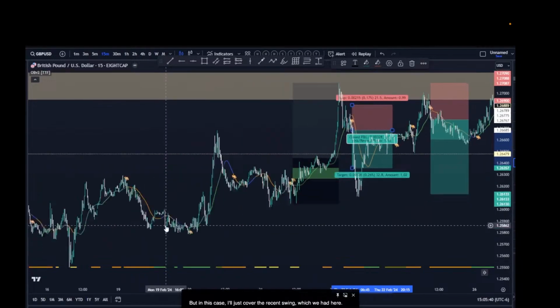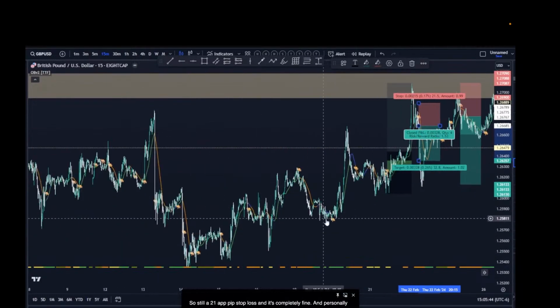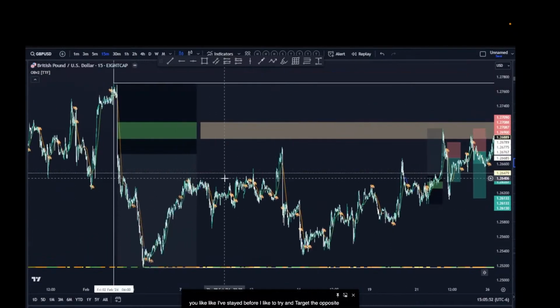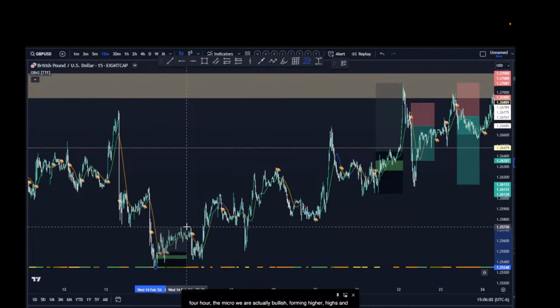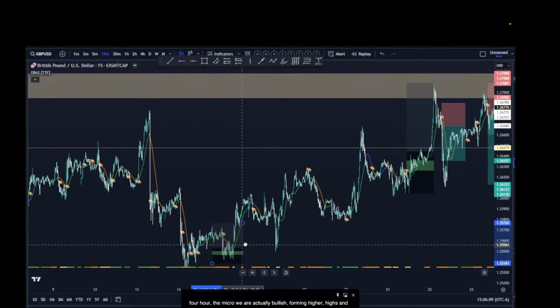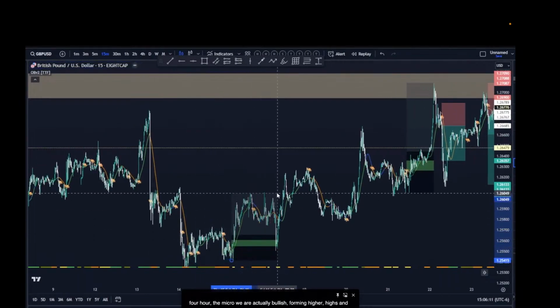And personally, like I've stated before, I like to try and target the opposite side of the fib retracement, because while macro we are bearish on the 4 hour, the micro we are actually bullish, forming higher highs and higher lows. And so I would start down here and I would just start fibbing the lows to the highs. And if it retraced to the 61, then I don't care about it anymore. And so I'll move on to the next low and I will just continue to do this.